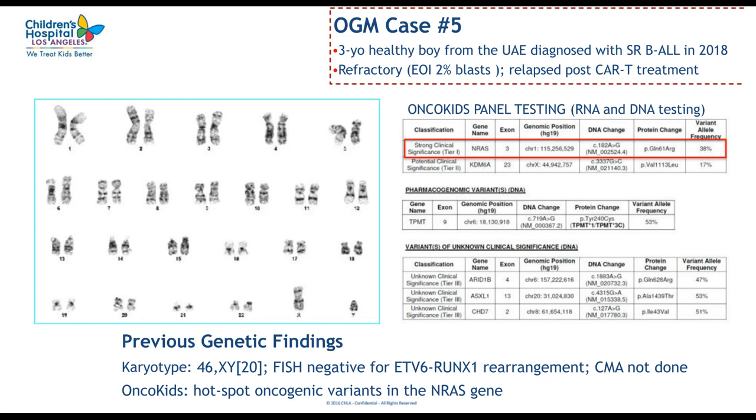We repeated his genetic testing when he was referred to CHLA, and karyotype came back as completely normal. The CMA also did not find any significant copy number abnormalities, and then OncoKids only found an NRAS hotspot mutation and some variants of unknown significance, but nothing that would tell us what is the key genetic driver for this leukemia.